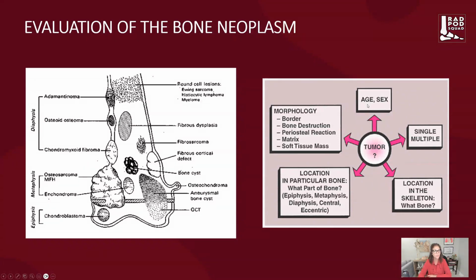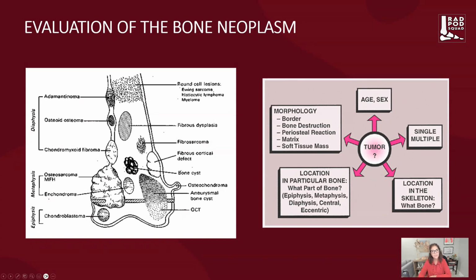Furthermore, we're going to look at the age and sex of the patient to give an idea of what tumors are occurring at what age. Are there single or multiple lesions? That can be very important in denoting, is this metastasis or is this a primary lesion? Again, the location in the skeleton, what bone is involved? Is it a toe? Is it the ankle? These are different locations and different tumors occur in different areas.